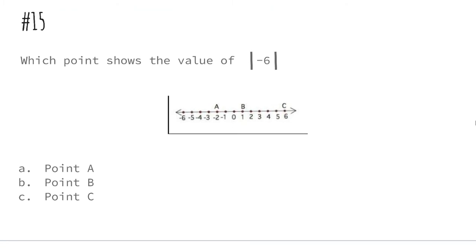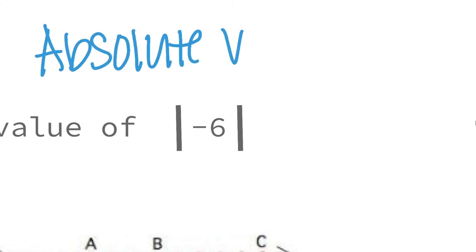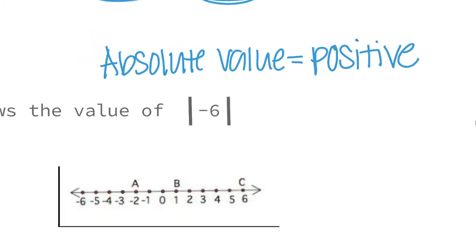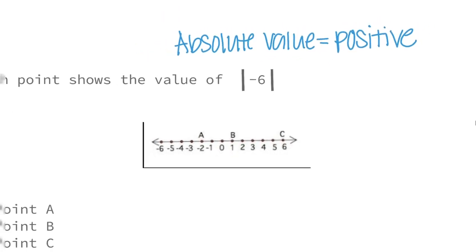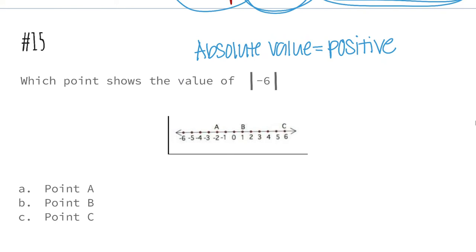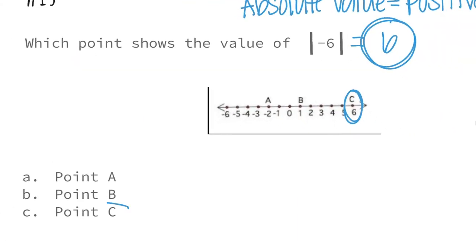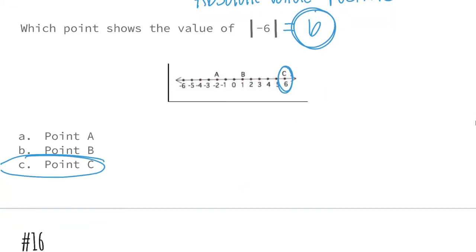Okay, which point shows the value of, remember this is called absolute value with those lines. Remember everything that comes out of absolute value is positive. Absolute value is positive. We're talking about distance. Distance can never be negative. Even if I drive my car in reverse, I'm still moving from point A to point B, okay? So absolute value of -6, we're finding the distance from 0, is actually positive 6 away from 0, right? So the one that best fits it would be C. Yes? Don't forget it. Absolute value is positive.